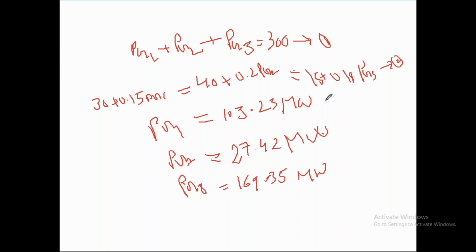Now check whether these values are correct or not. How can you check? Pg1 is 103.23 megawatts, Pg2 is 27.42 megawatt, and Pg3 is 169.35. Whether the answers are correct or not.